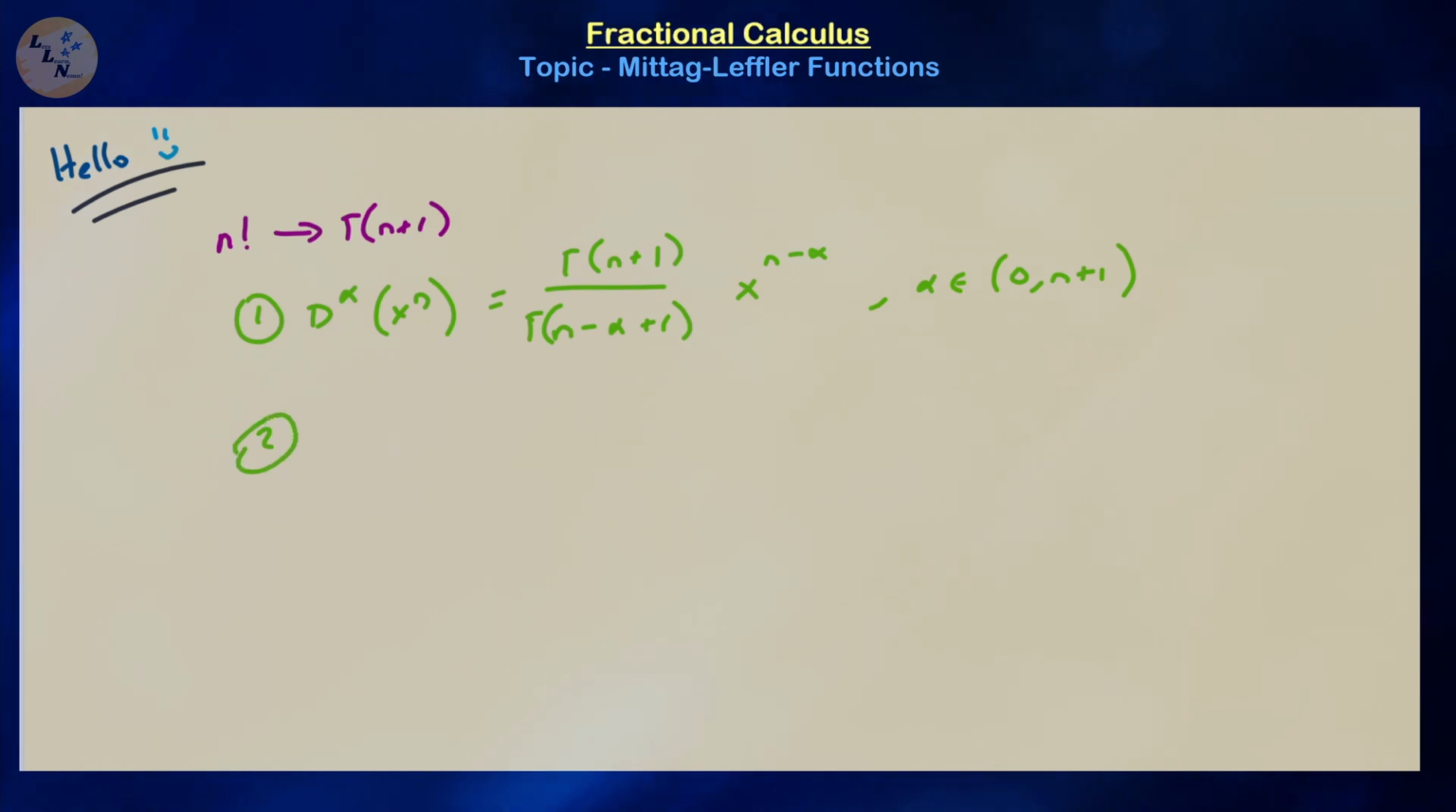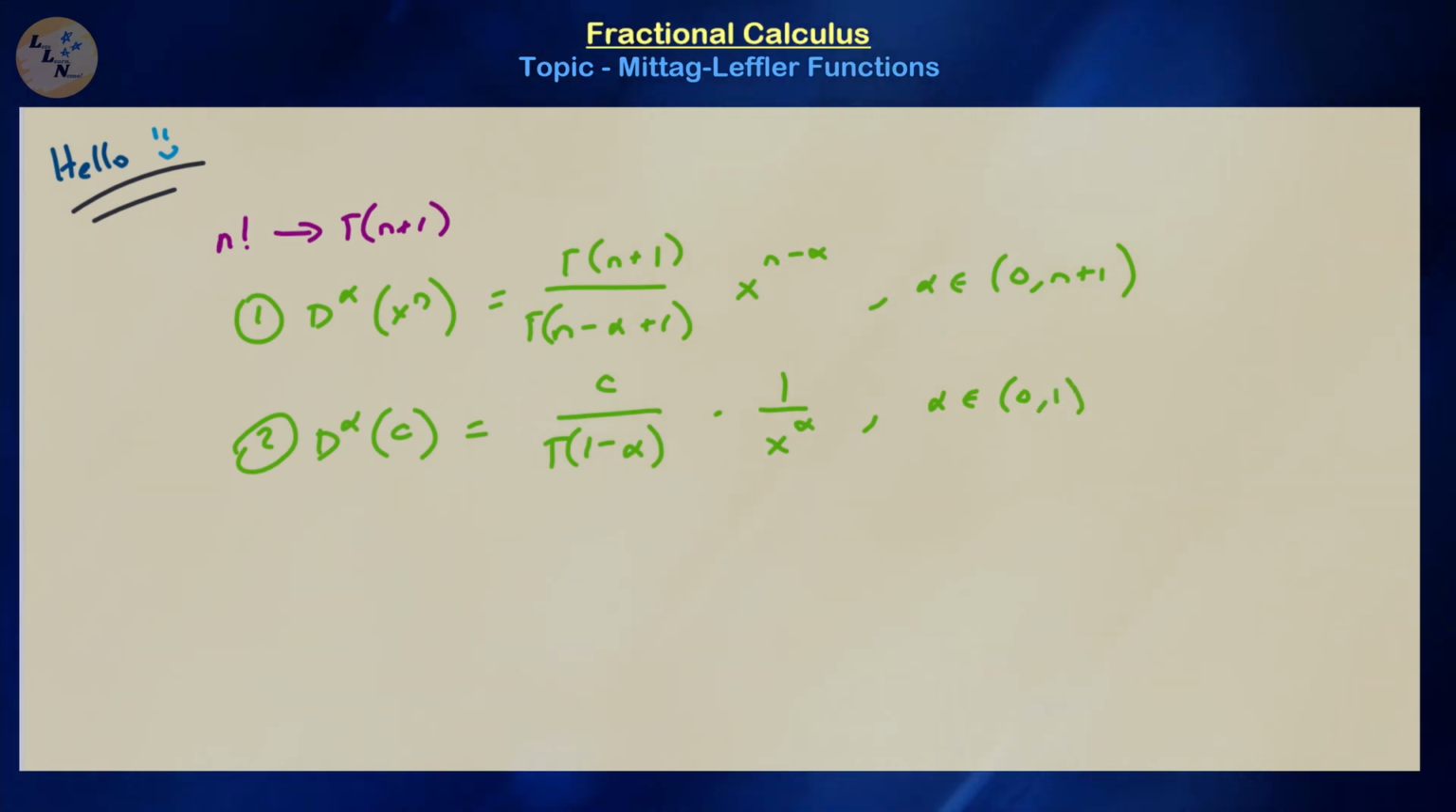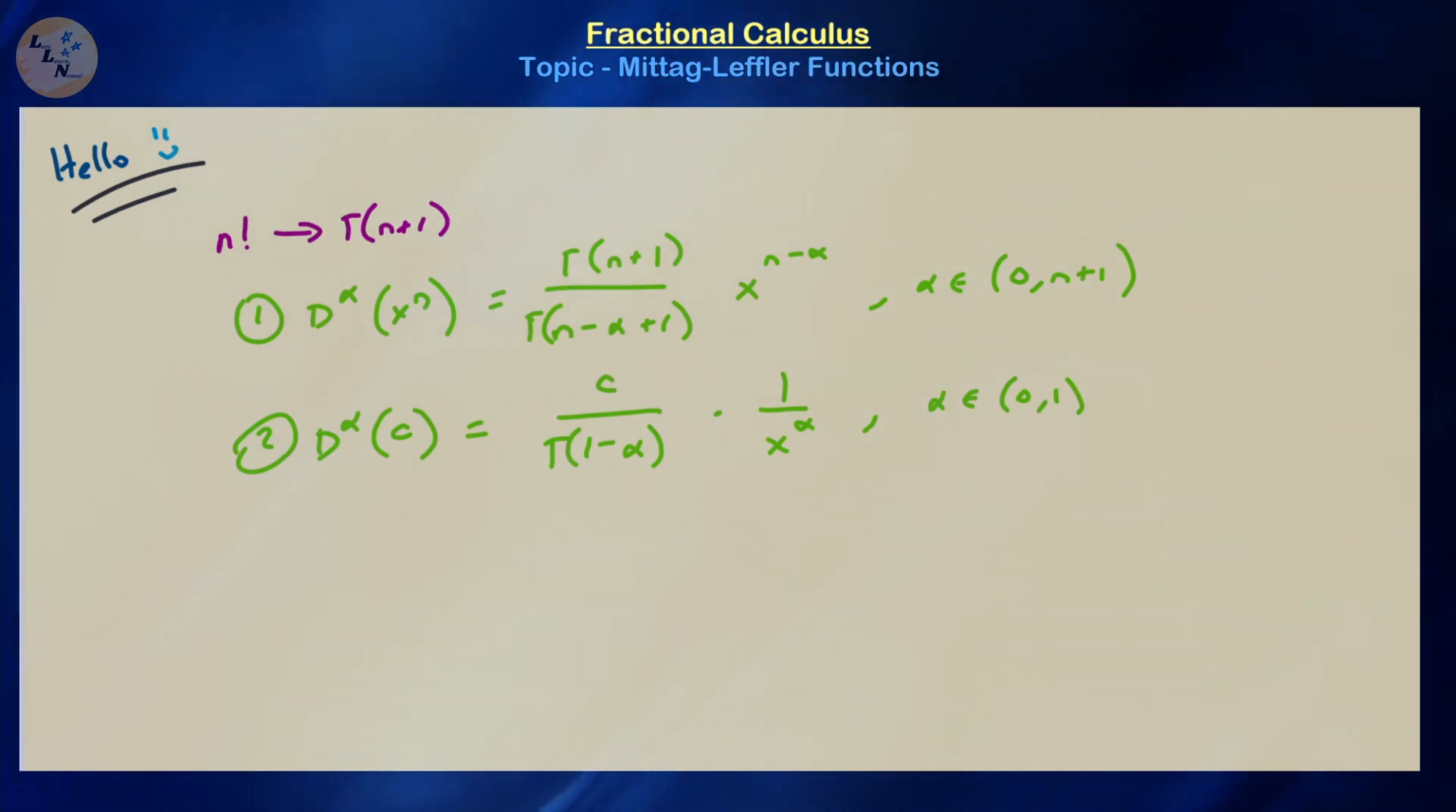The next interesting thing is the fractional derivative of a constant c, which we can find to be equal to c divided by gamma of 1 minus alpha times 1 over x to the power of alpha. Similarly, this is a special case of the fractional power rule, which only holds for alpha in the interval 0 to 1. So you can only consider, for example, the half derivative or the 3/4 derivative of, for example, 6 or something like that. Now, this fractional constant rule has a special property that is worth mentioning.